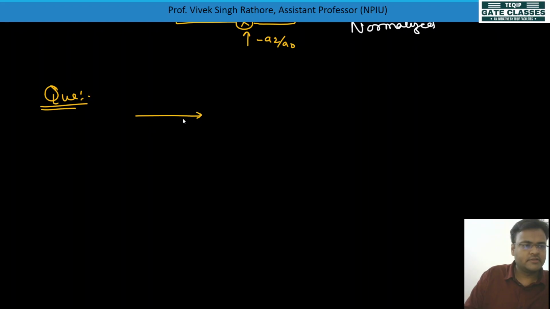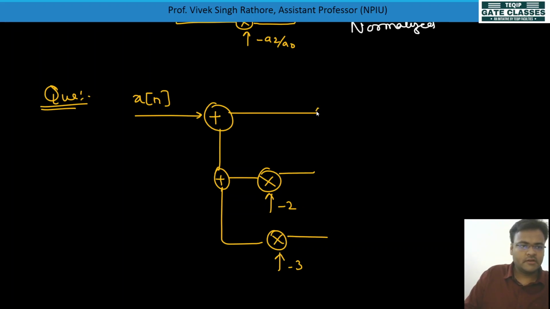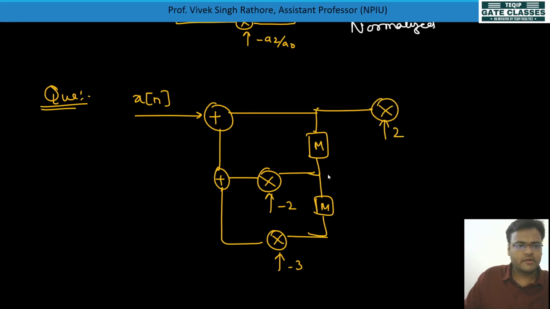This is x of n. Okay, x of n, and there is a plus sign, and then it will go on. Here again a plus sign is there. Okay, and here this is minus 2, and here minus 3 is there. Then here a delay factor is there. It will go on, again a delay factor is there, go on, and again here 2 is there, and then again here 3 is there.